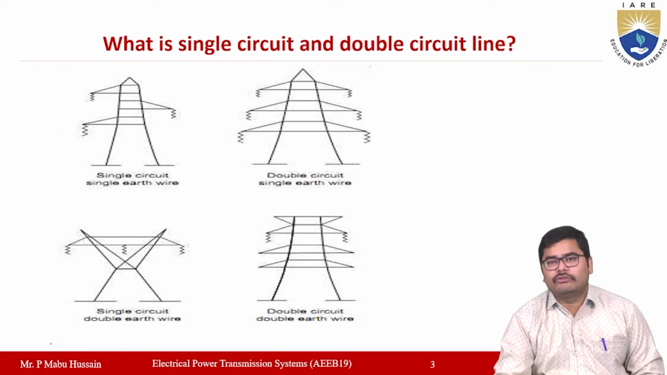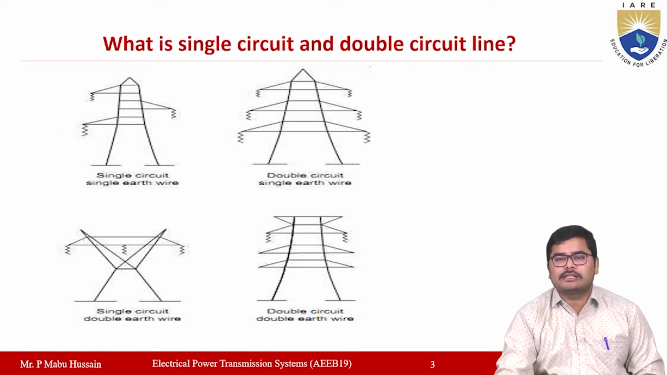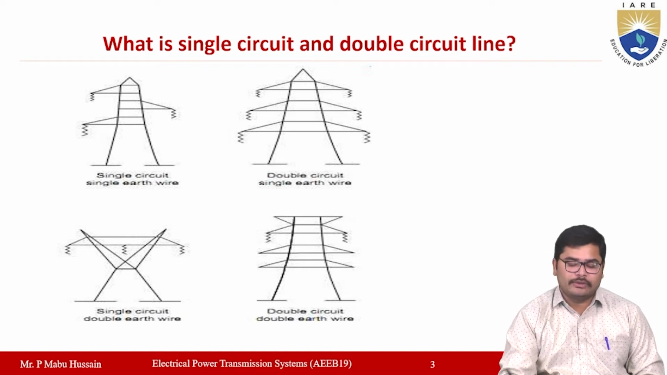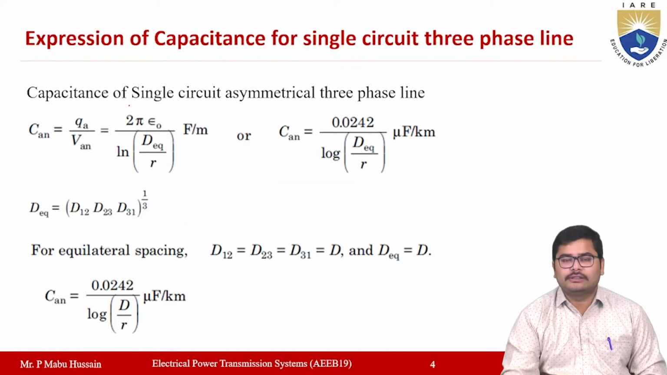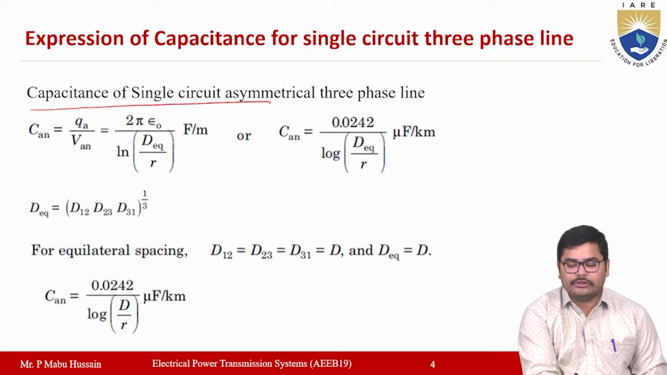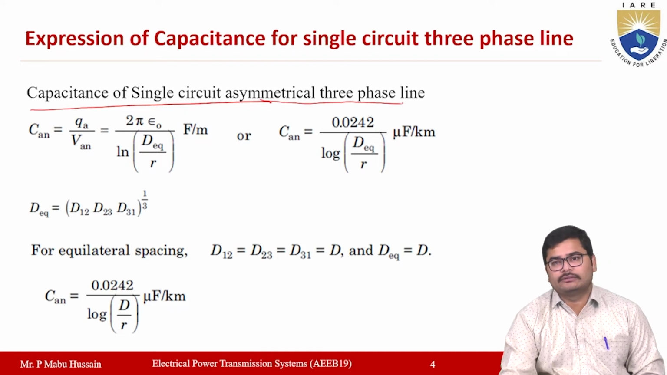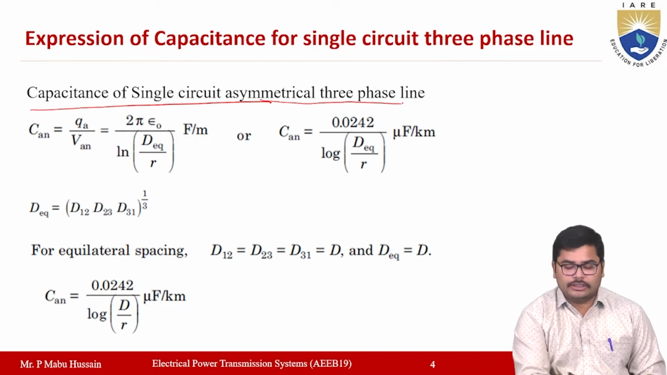Now till now we discussed the capacitance of three phase transmission line by considering symmetrical configuration as well as unsymmetrical configuration in the previous videos. So those transmission lines, which are three phase transmission lines considering only one single conductor in each phase, will be coming under the single circuit transmission line system. And the capacitance, if you see here, is the capacitance of a single circuit asymmetrical three phase line. Right. So single circuit here we are representing.